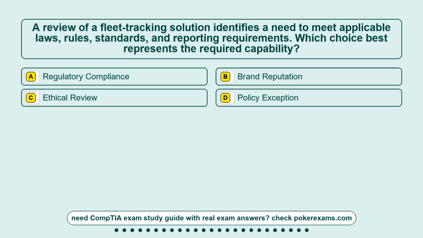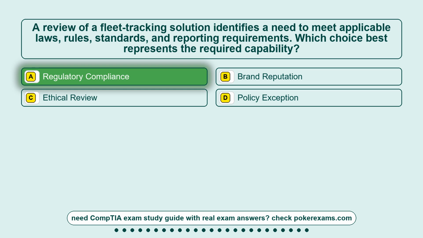Question 20. A review of a fleet-tracking solution identifies a need to meet applicable laws, rules, standards, and reporting requirements. Which choice best represents the required capability? Option A, regulatory compliance. Option B, brand reputation. Option C, ethical review. Option D, policy exception. The correct answer is option A, regulatory compliance.